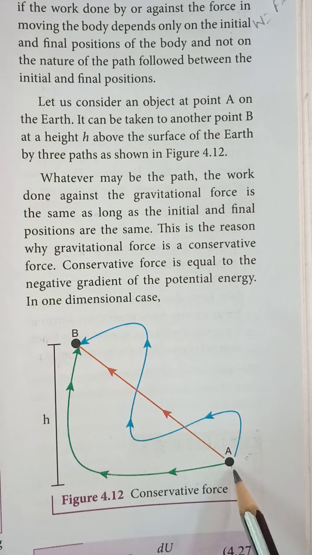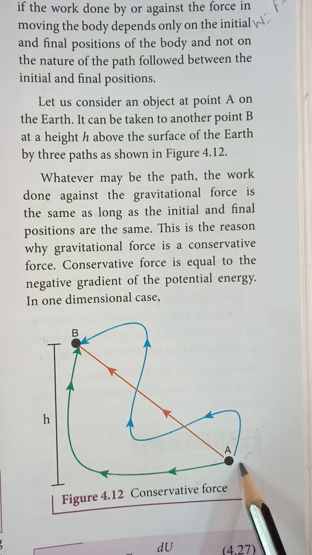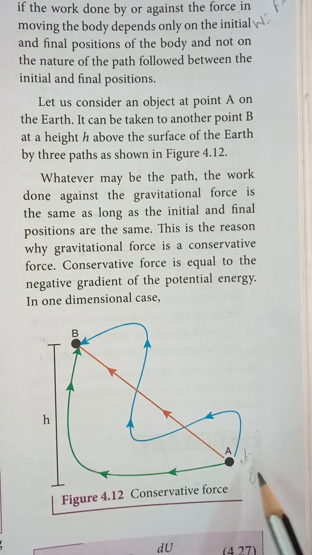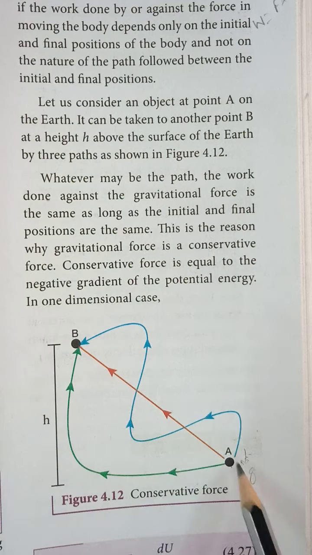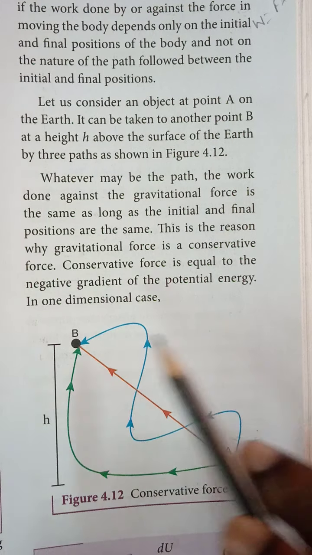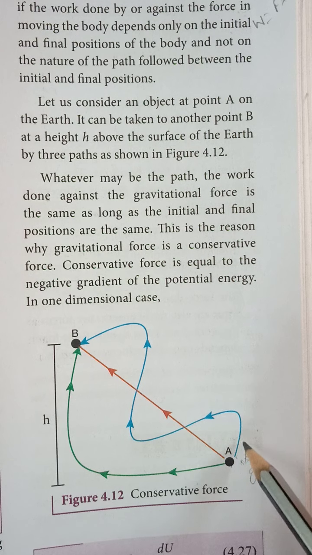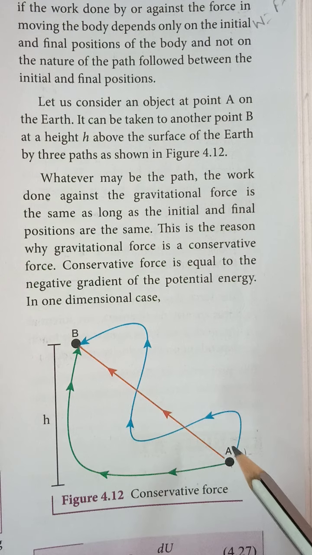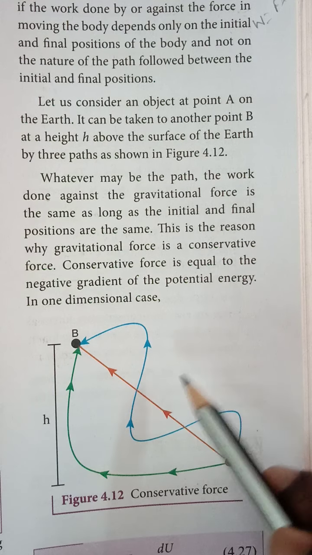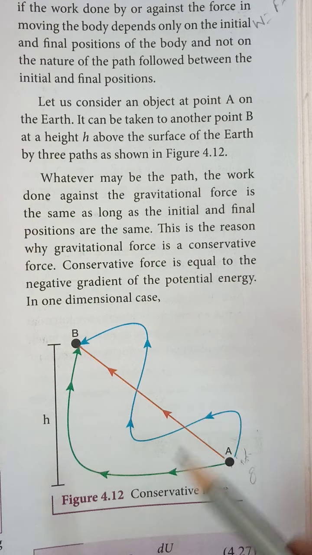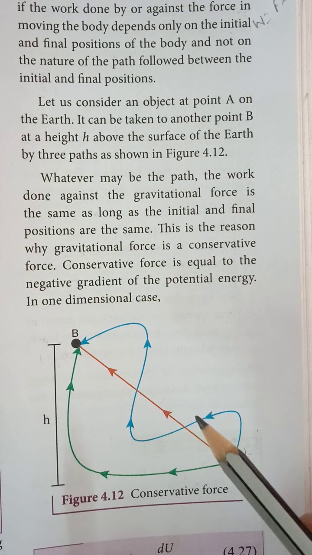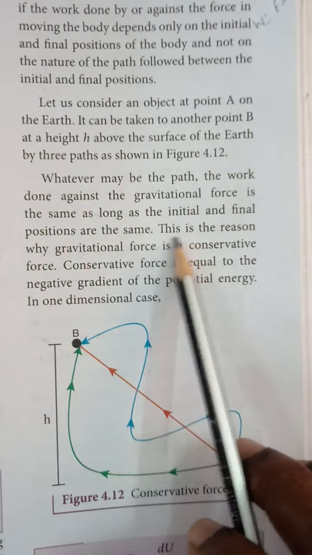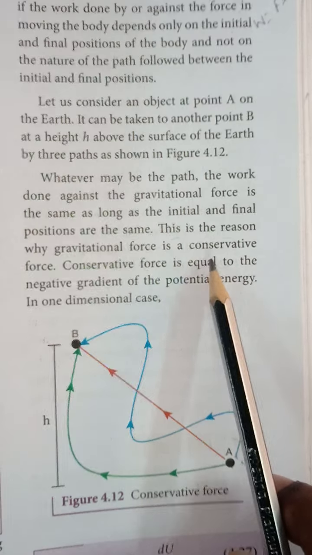Which means whatever the object at point A on the surface of Earth, the gravity force will be the same for the position above the surface of Earth. At A and B the gravity remains constant. We do not care about the path, only the initial and final position. Gravity is the same on the surface of Earth and above it. So the gravity force is called a conservative force. This is the reason why the gravitational force is also a conservative force.